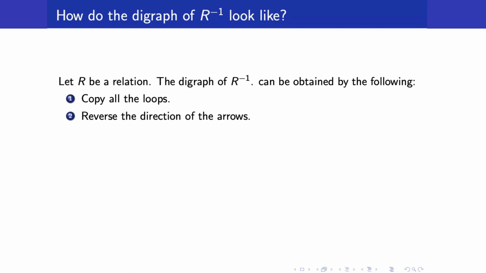How do we get the digraph of the inverse of a relation? The digraph of the inverse of a relation can be obtained by just copying all the loops and reversing the direction of the arrows. Because remember that for our inverse, all we do is to invert the first and second entries.